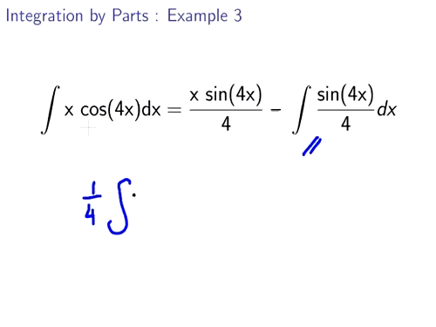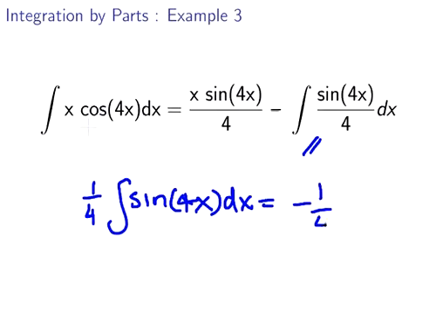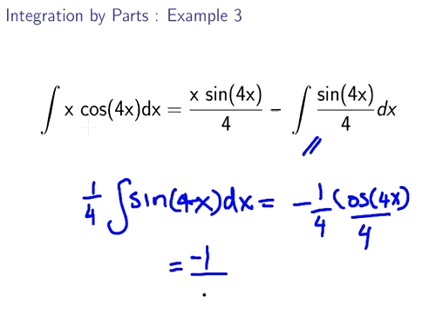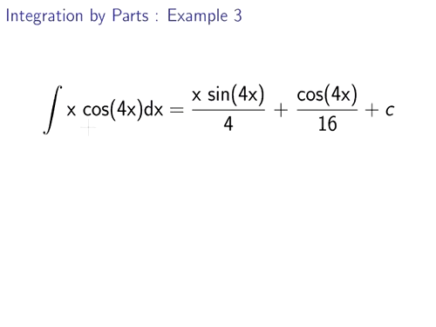1 over 4 times sine 4x dx is equal to minus 1 over 4 cos 4x all over 4. So we end up with minus 1 over 16 times cos of 4x. Okay. So that again, sine of 4x, the integral of that is cos 4x. That is something that is from your formulae. So there we have it there.